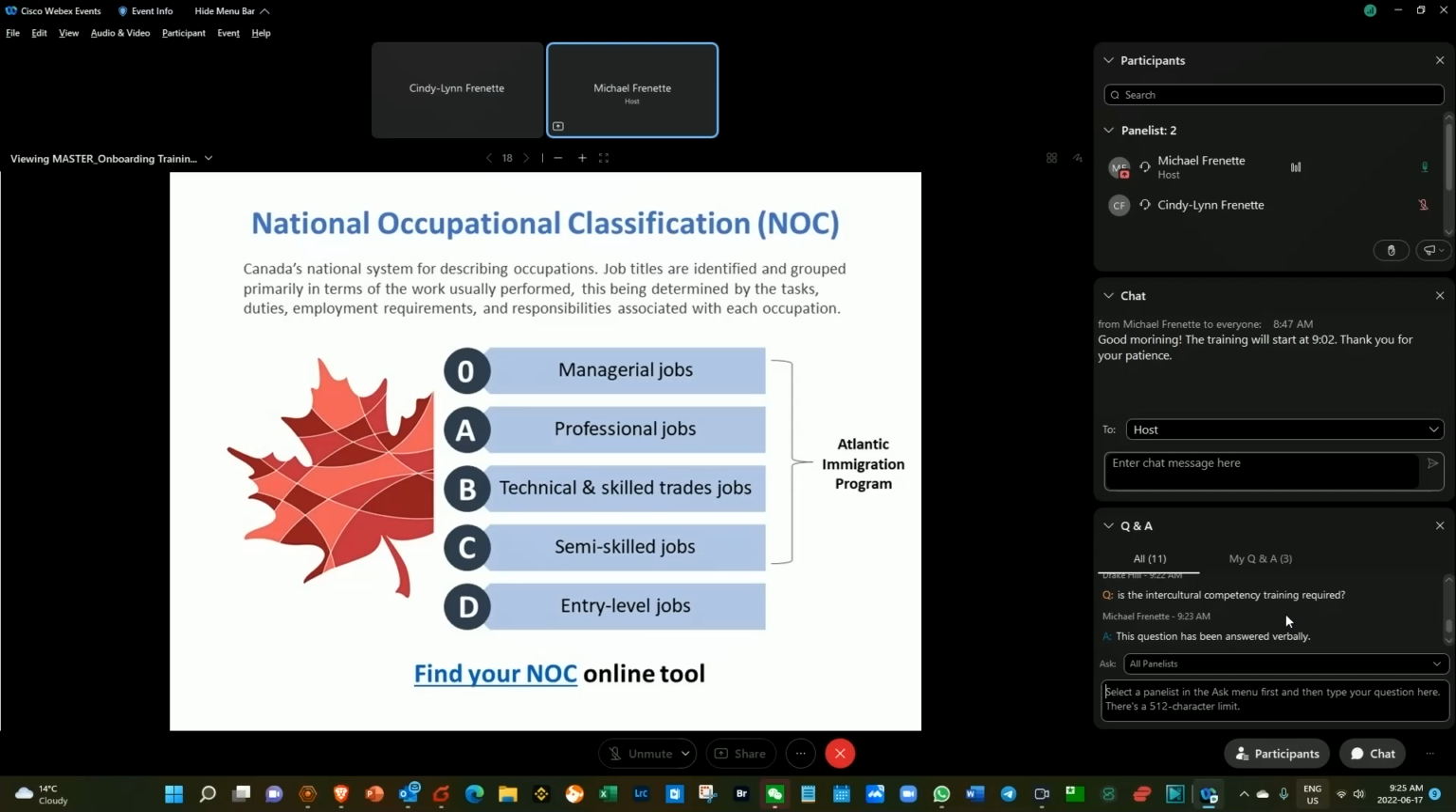And the last one, skill level D, is entry-level jobs that usually give on-the-job training, such as food counter attendant, trade helpers, labor, cleaning staff, and cashier. So if you want to hire a foreign worker, you will need to know the NOC code and the skill level before you can make a job offer. And that goes not only for the Atlantic Immigration Program, but for all immigration programs.